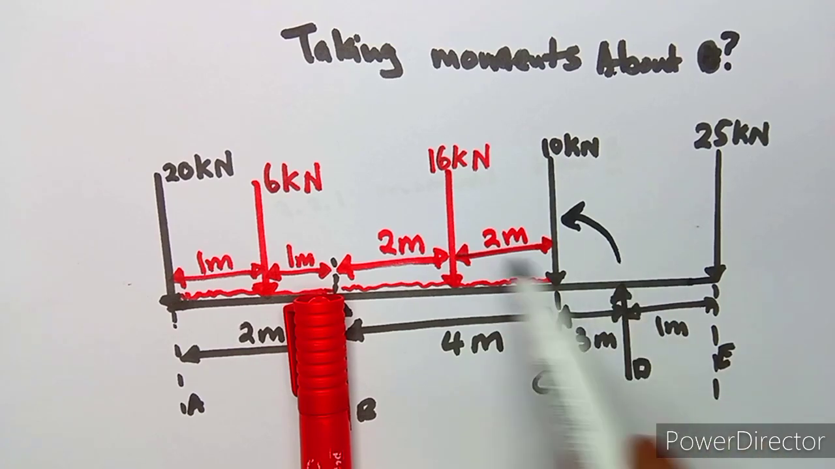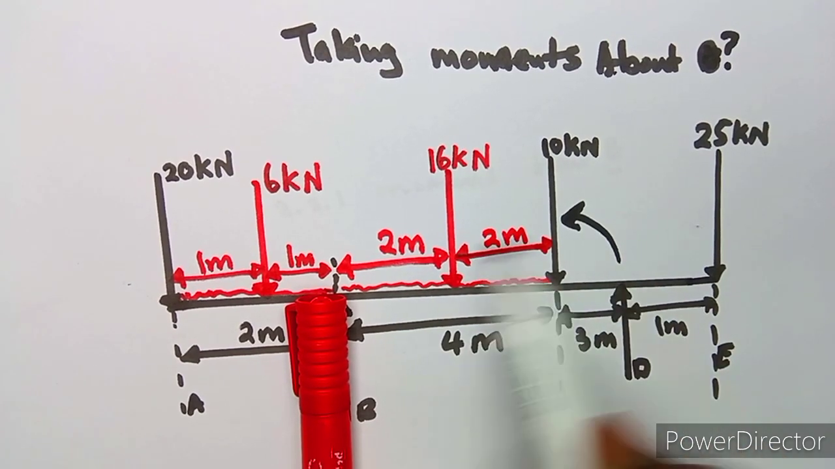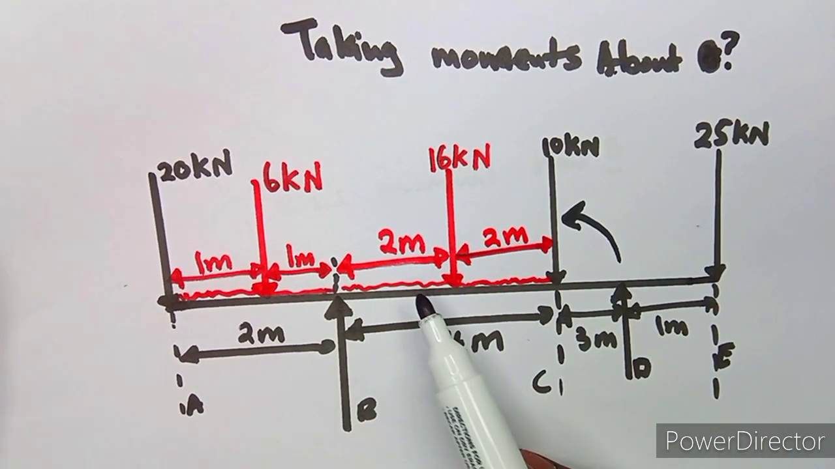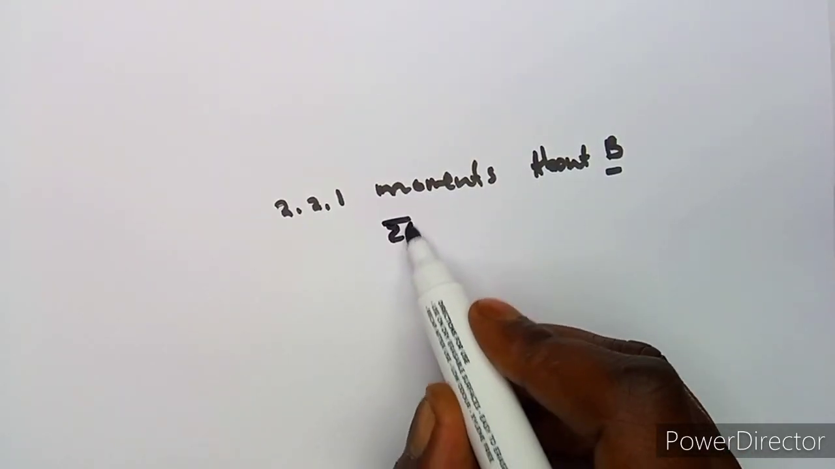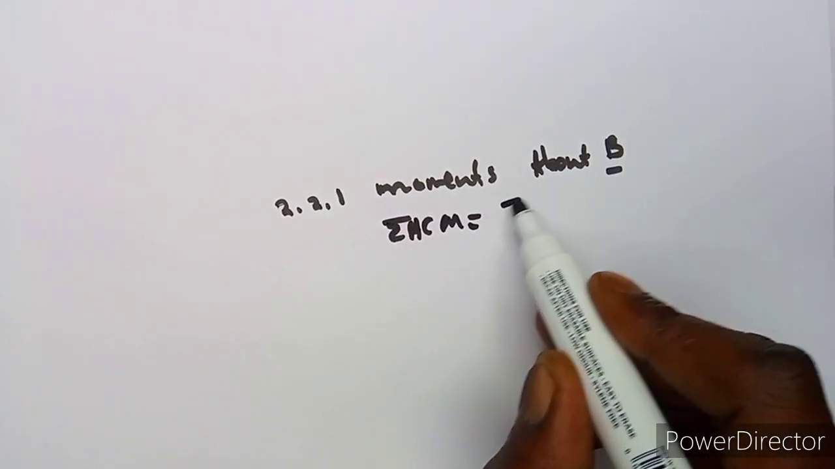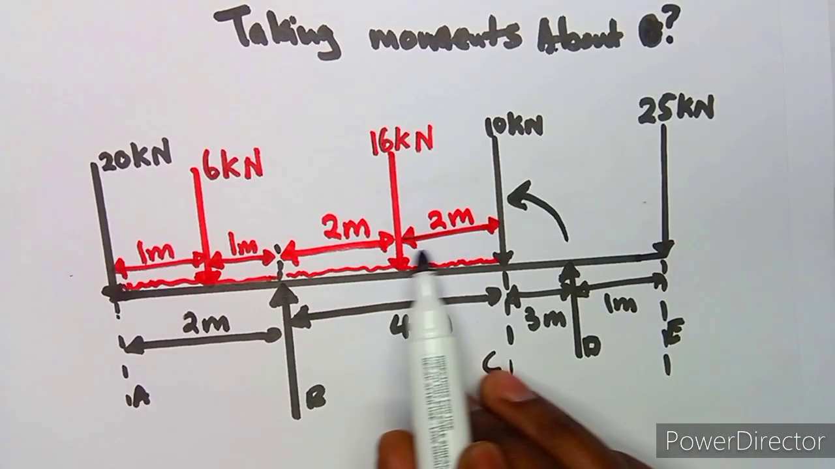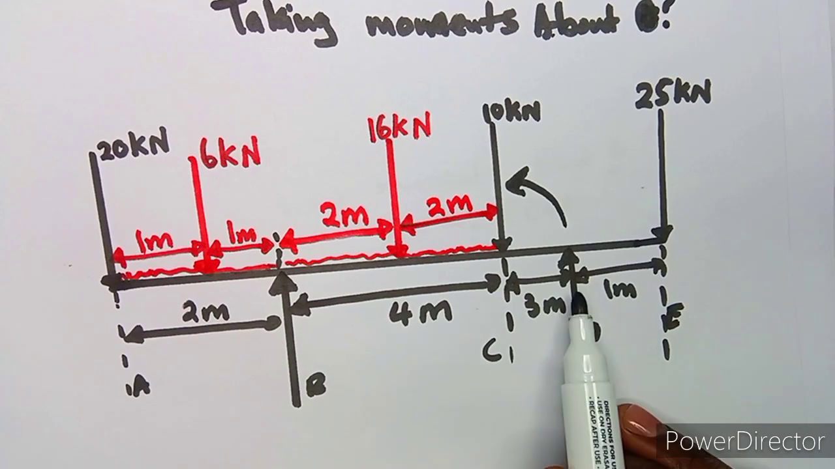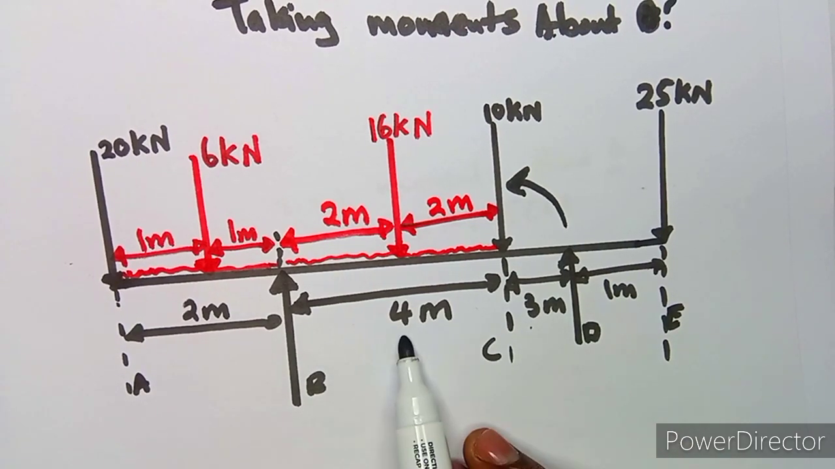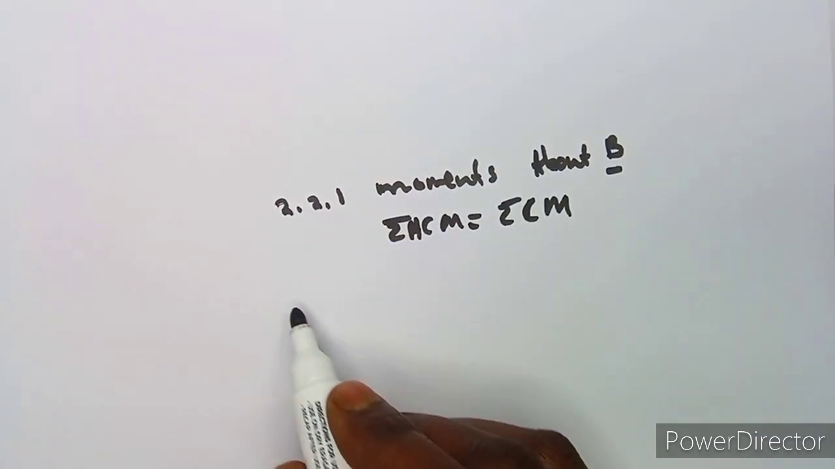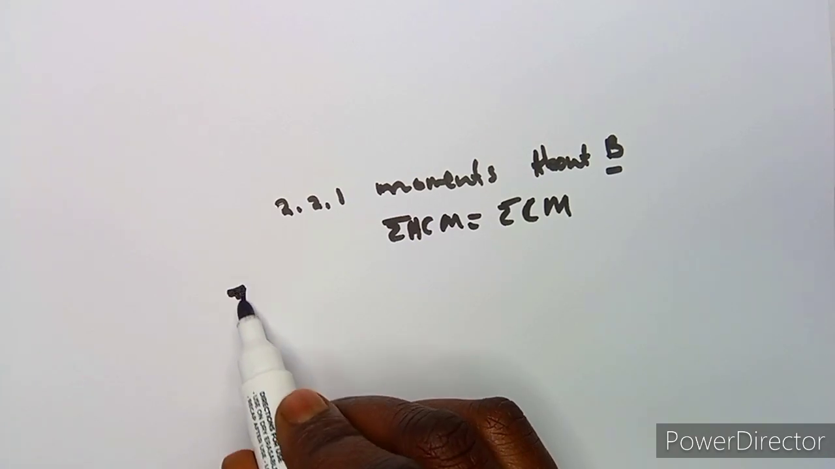D going to B, that is anti-clockwise. Which means the sum of anti-clockwise moments must be equal to the sum of the clockwise moments. So that's D back to B here, which is a distance of what? 3 plus 4, which is 7. So it's going to be D times 7, or just 7D, guys. All right.